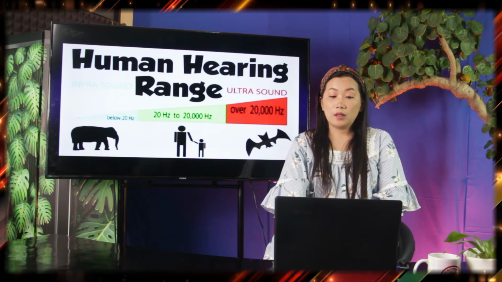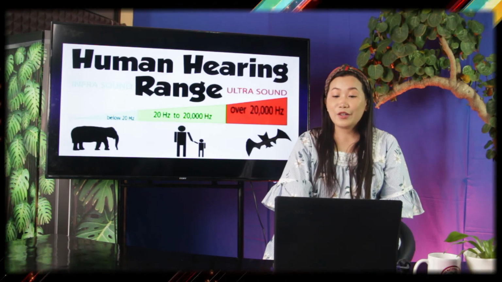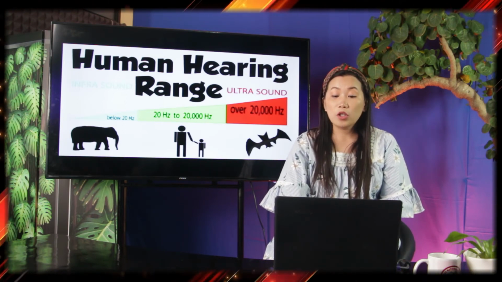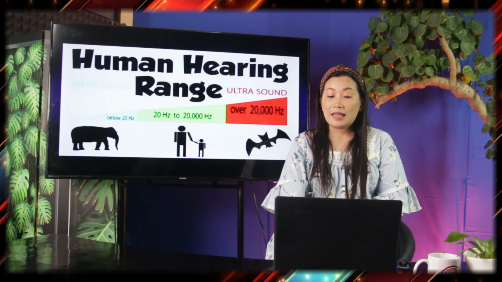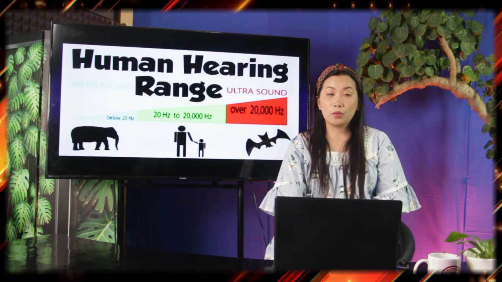The third one is ultrasound. It has vibrational frequencies higher than 20,000 Hz, which is above the normal human range of hearing. It cannot be detected by the human ear, but some animals can.